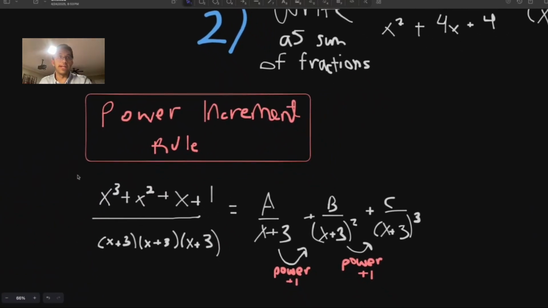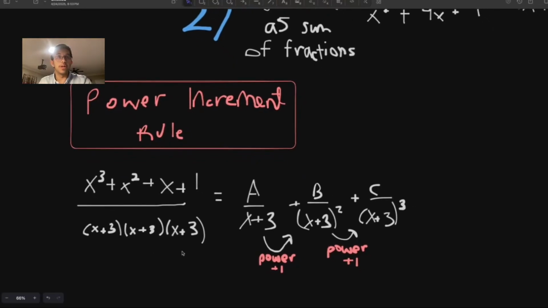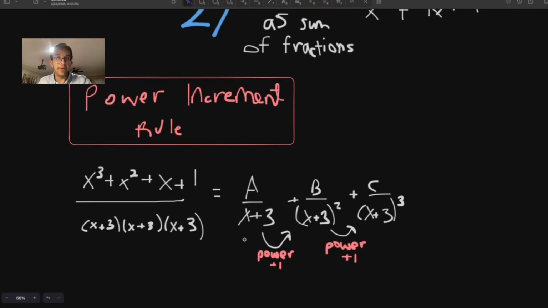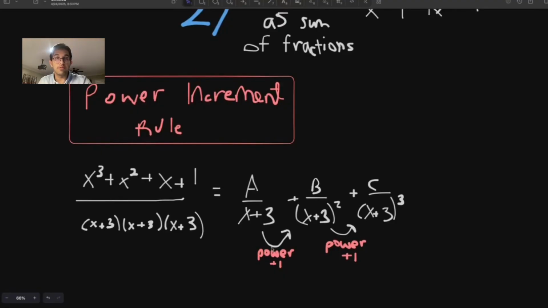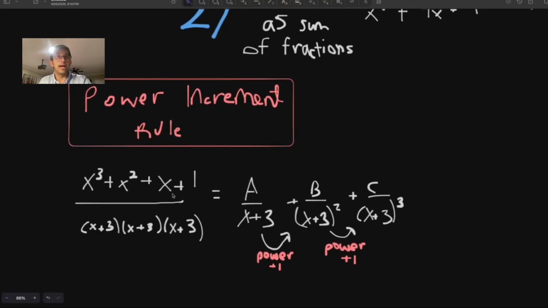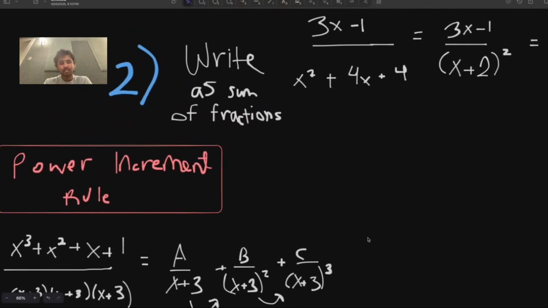I gave a quick example right here. Let's say we have x cubed plus x squared plus x plus 1 over x plus 3 times x plus 3 times x plus 3. What we're going to do is say a over x plus 3, then b over x plus 3 to the power 1 plus 1, so the power is now 2. You see how we're incrementing the power by 1. This is what you need to do if you have something in the denominator that's greater than power of 1. So we're going to increment here.